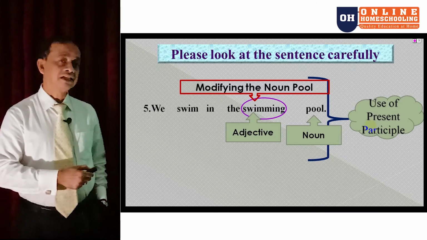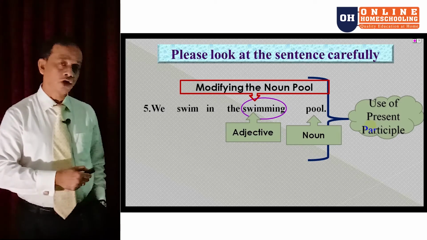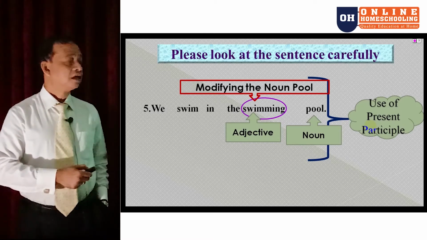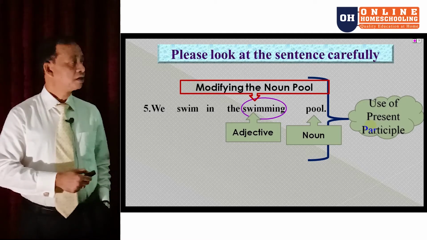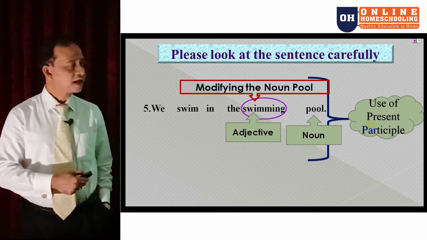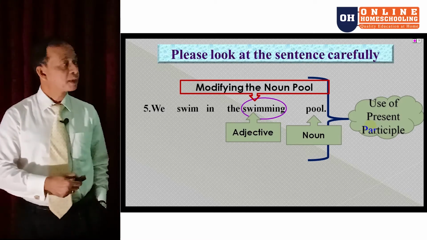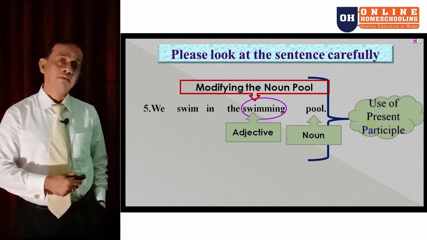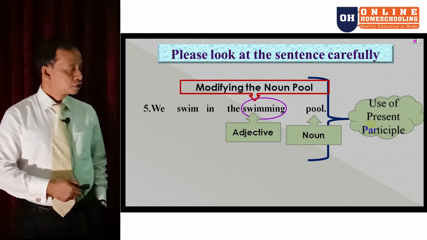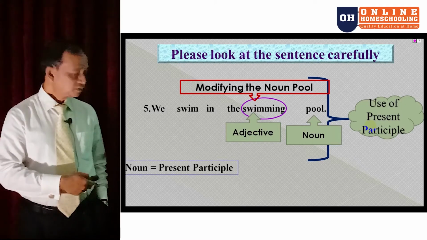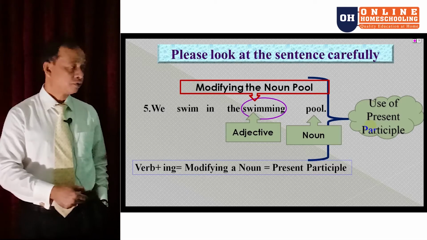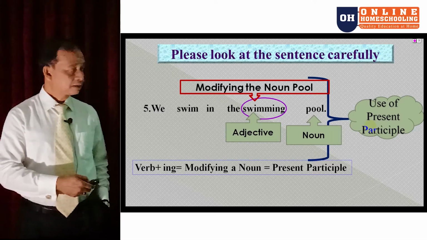This swimming, or this present participle, may sit before the noun or after the noun. However, it must modify. You have already studied pre-modifier and post-modifier. So all the pre-modifiers and post-modifiers having verb plus ing must be present participle. So dear students, verb plus ing modifying a noun should be present participle. Okay, that is a participle.